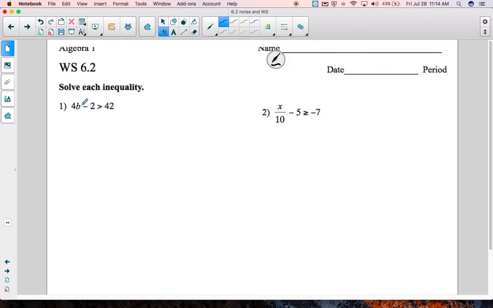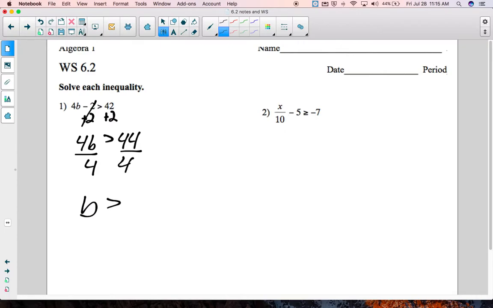B is on the left. It's being subtracted by 2 and multiplied by 4. We have to undo addition and subtraction first. So we add 2, and then we will divide by 4 on each side of the inequality. So we get 4b is greater than 44. Divide by 4. B is greater than 11. Boom.